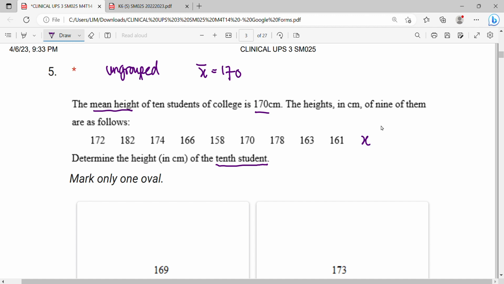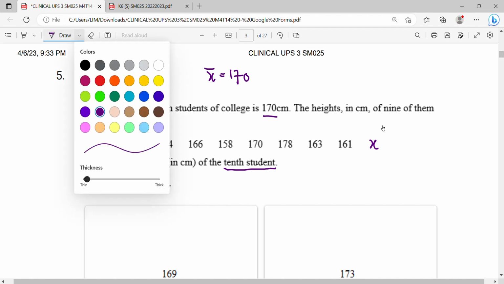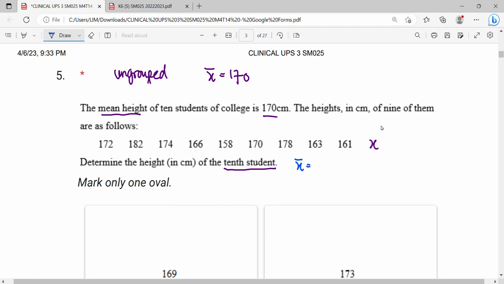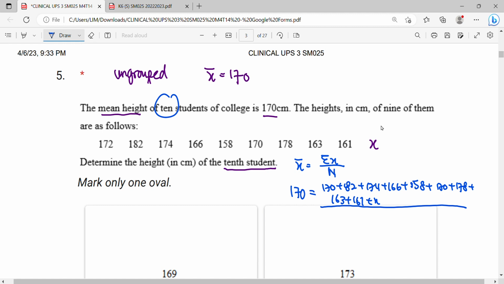So how to get the mean? Total up. Formula for mean: sum of X over N. So mean 170, total of this, divided by 10 students. So find out your X. So multiply up to 1700.